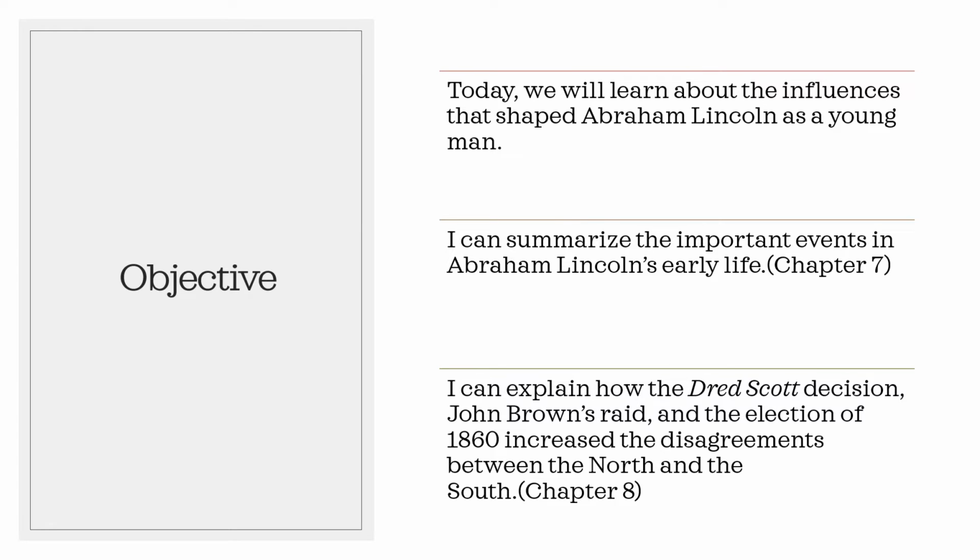Our objectives today. So today we're going to learn about the influences that shaped Abraham Lincoln as a young man. And we're also going to talk about a crisis in the South that's getting deeper. So our objectives today is I can summarize the important events in Abraham Lincoln's early life, chapter 7, and I can explain how the Dred Scott decision, John Brown's raid, and the election of 1860 increased the disagreements between the North and the South.